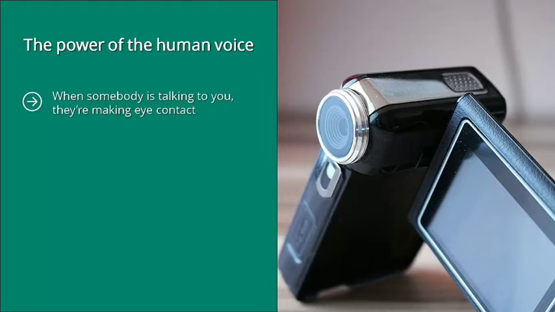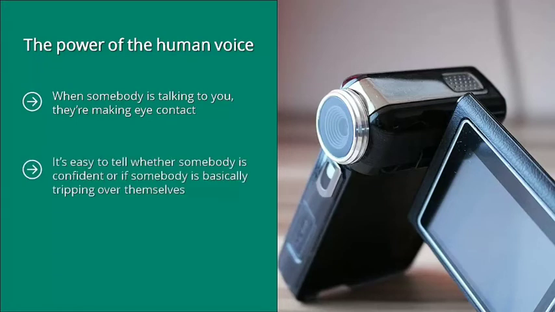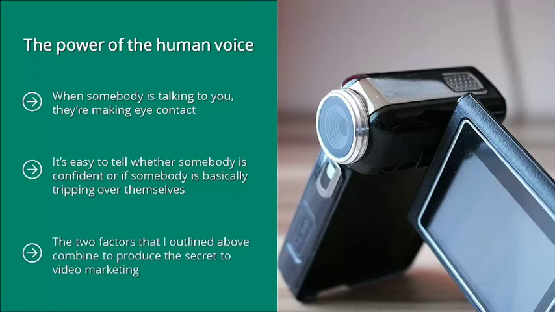You read in all sorts of meaning depending on the tone of voice, the emotions that you detect from the voice, and how quickly the person is talking. It's easy to tell whether somebody is confident or if somebody is basically tripping over themselves. It's easy to tell whether somebody actually is an expert or if somebody is somehow just playing some sort of role. These are the things that you really cannot quite put your finger on, but you know it when you see it and you hear it. A large part of this turns on the voice component. The two factors that I outlined above combine to produce the secret to video marketing.